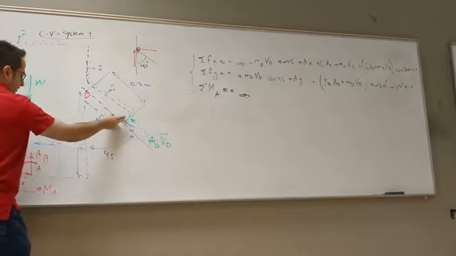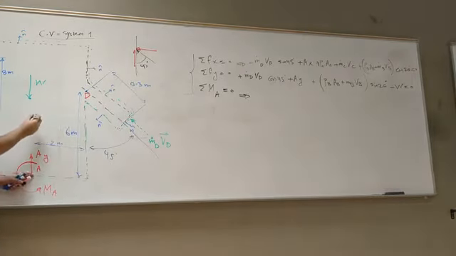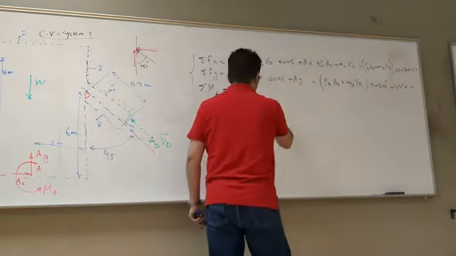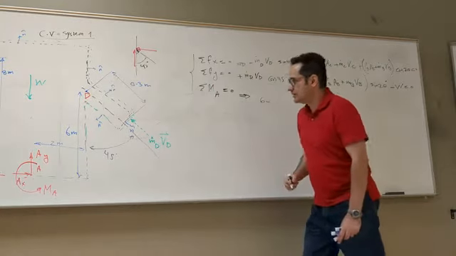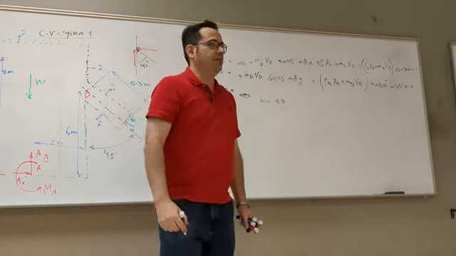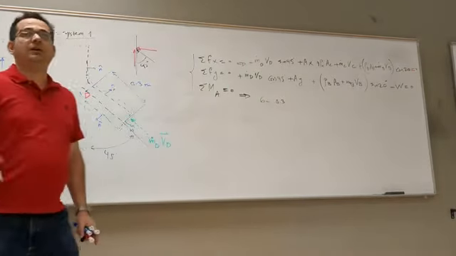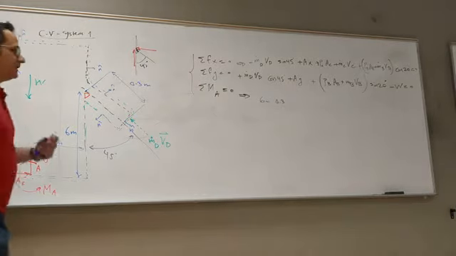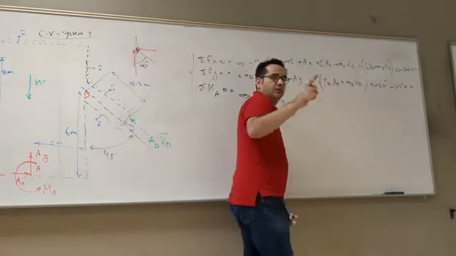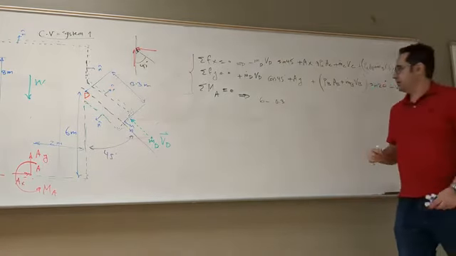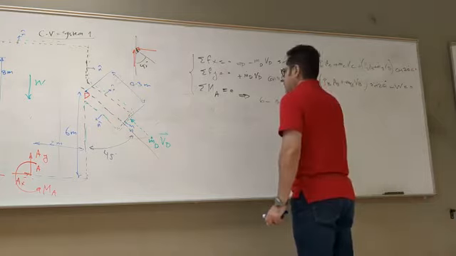If I move this here to get the moment, how much is this distance from here to here? Can you tell me? 6 minus 0.3. Is that right? 0.3 times sine of 45, or cosine, sorry. Yes, 0.3 times cosine 45.